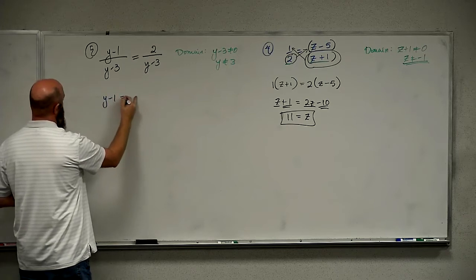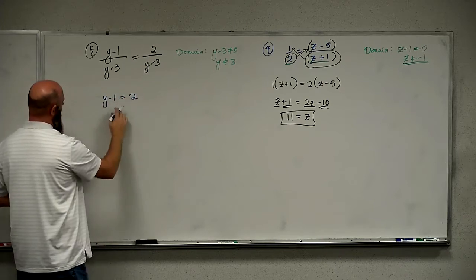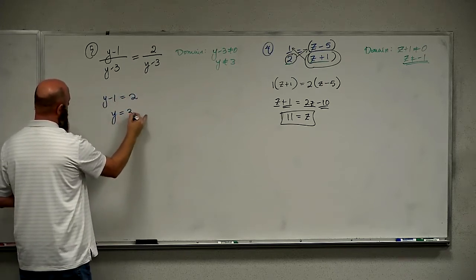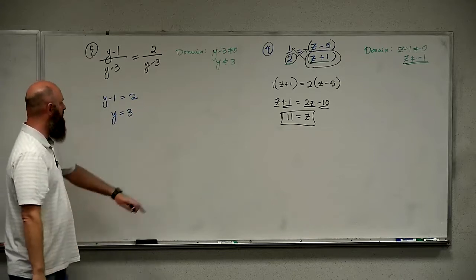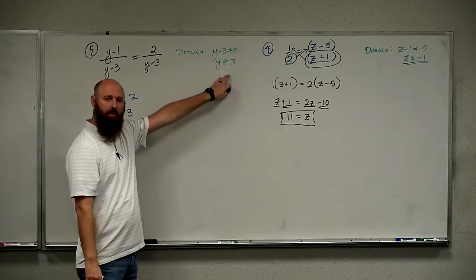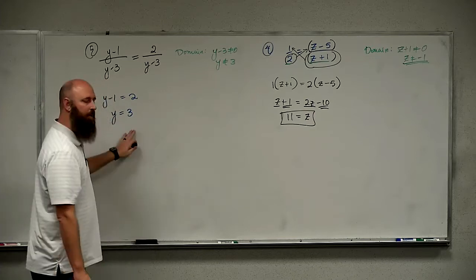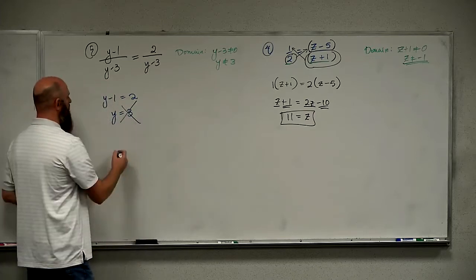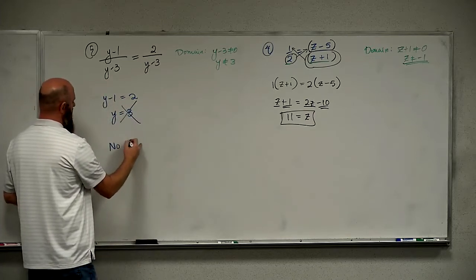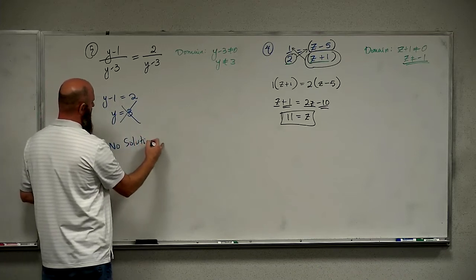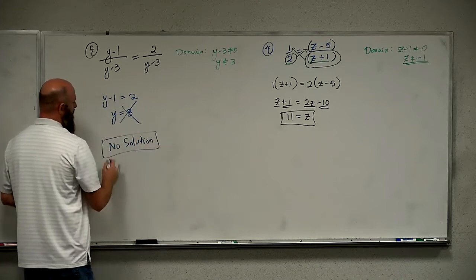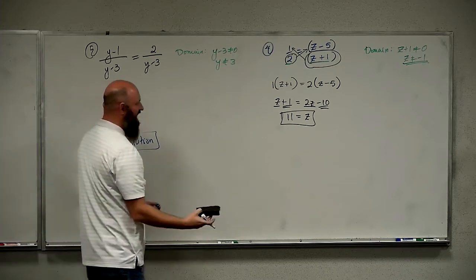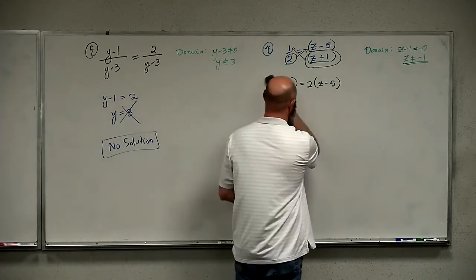So y minus 1 equals 2. We're going to add 1 over, so y equals 3. But we said y cannot be 3. Well, that's my only possible answer. We cannot use it, so there are no other answers. So this is a no solution, empty set for that one. Okay, so that happens occasionally for those.